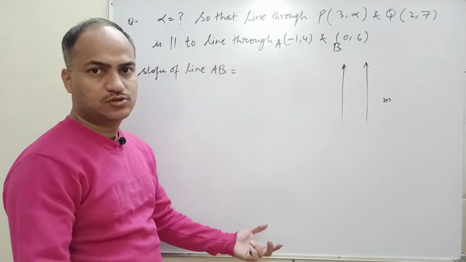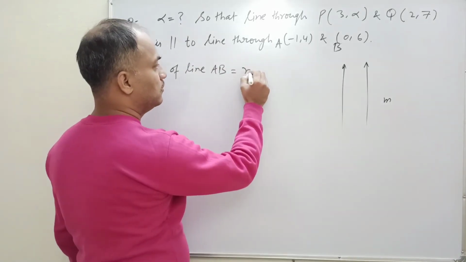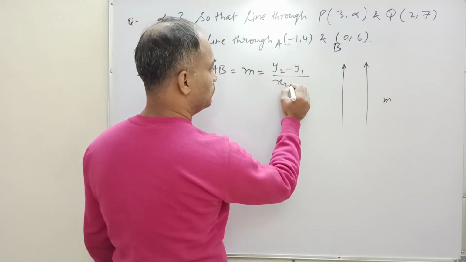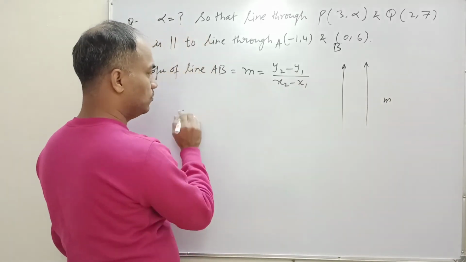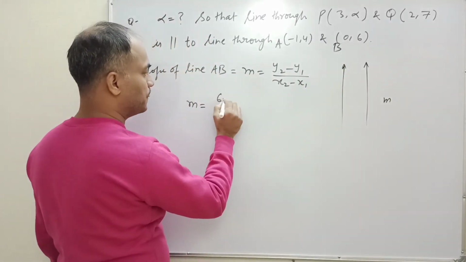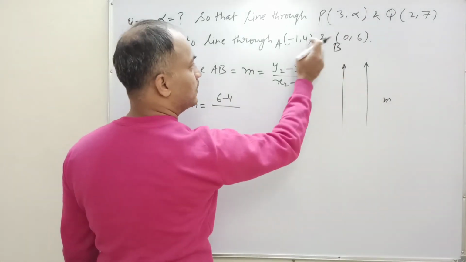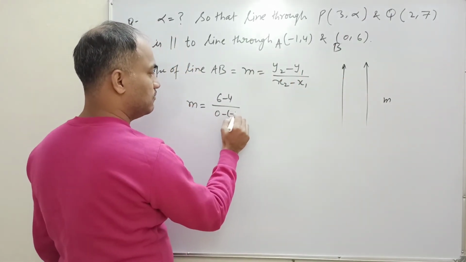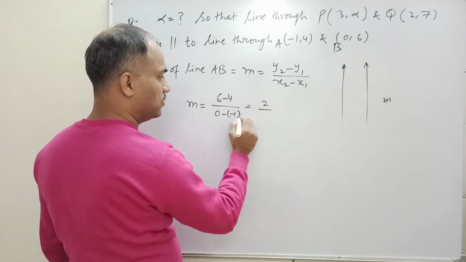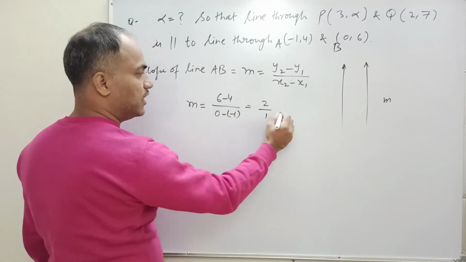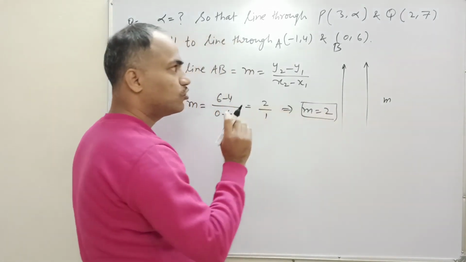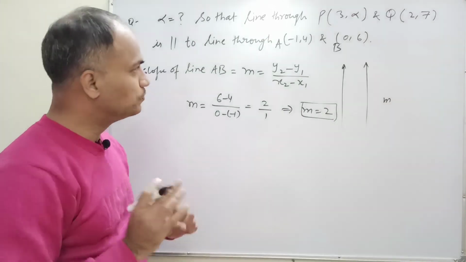What is this? Slope formula. m equals y2 minus y1 upon x2 minus x1. Okay, so what is slope? This is y2, 6 minus 4, upon 0 minus 1. So this gives us 2 upon 1. So m is 2. So slope of line AB is 2.